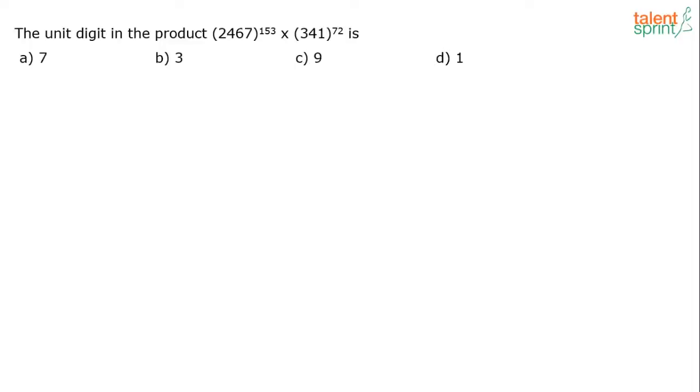Okay, let me throw the next question to you all. This is on units digit. I remember having solved a similar question, maybe with the same numbers in the past, but anyway, it will be like a refresher. You have to find out the units digit in the product of 2467 to the power 153 multiplied by 341 to the power 72.